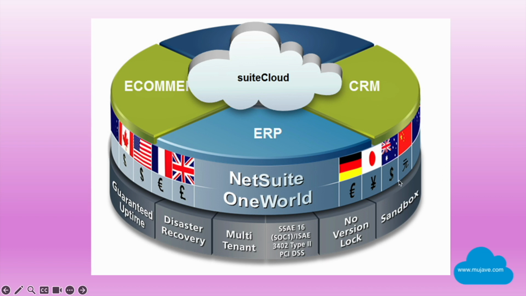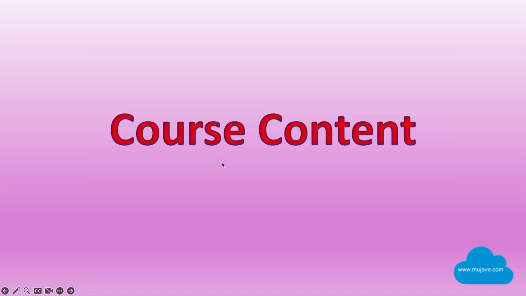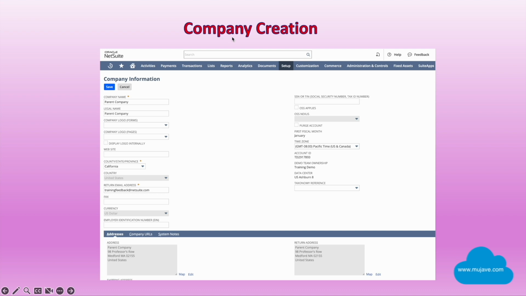In NetSuite, there are two different types of accounts we can subscribe. One is single entity, in which we can create only one company, and another one is NetSuite One World. In this account, we can create multiple companies with one account. In NetSuite, the first and foremost task is company creation. Firstly, we need to create company record, then only we can proceed to further process. Okay, fine. Now a question arises.